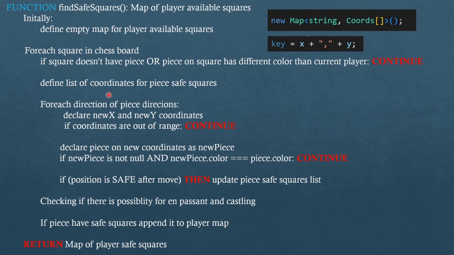After we are done with traversing all of the piece's directions, we check for special moves like en passant and castling. If the piece has any safe squares, we append that to the initial map for the player's available squares, and finally we return that map of the player's available squares.